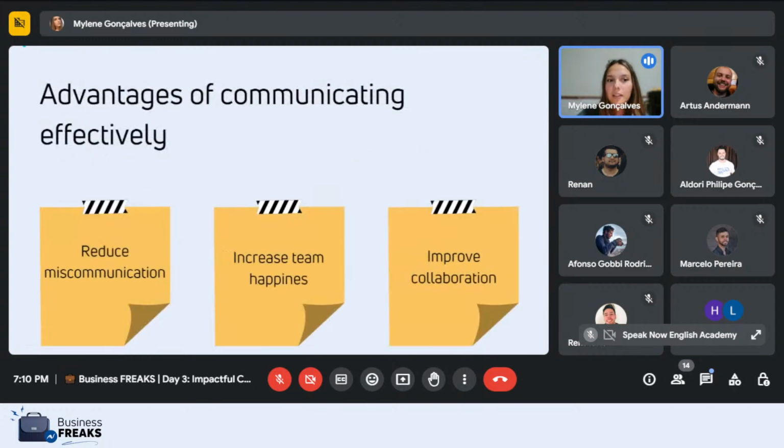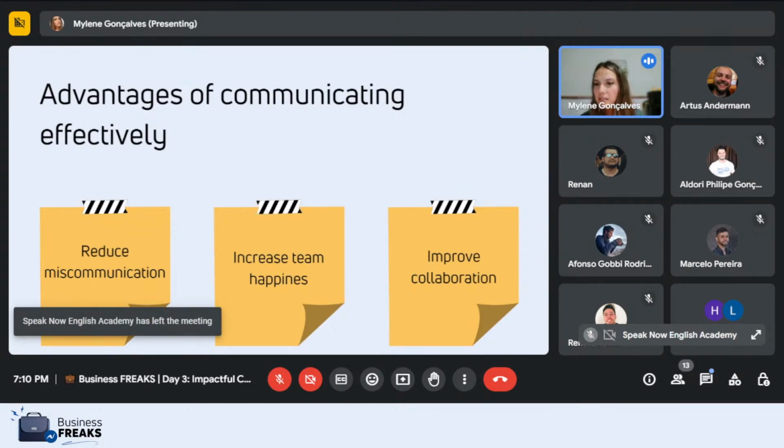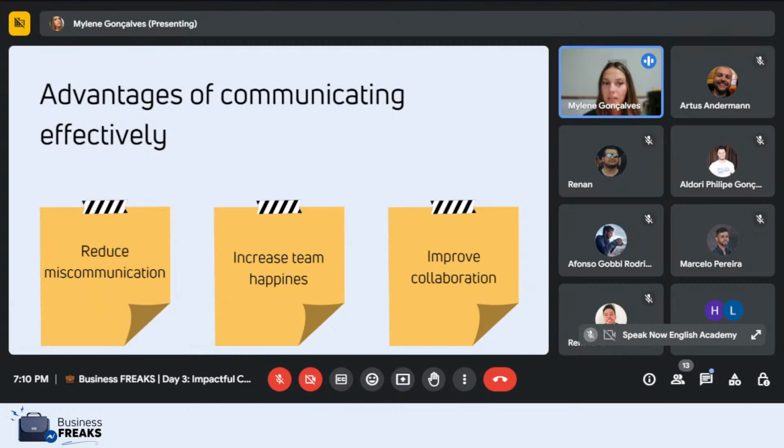So, what are the advantages of communicating in an effective way, right? We all know that at a workplace, we need to have clear communication, right? To avoid any confusion, mistakes that can happen in the workplace. So it reduces miscommunication, right? It also increases team happiness, because a team that communicates, a team that says what is going on and asks for help when it's necessary, and helps each other also when necessary, the team is really happy.